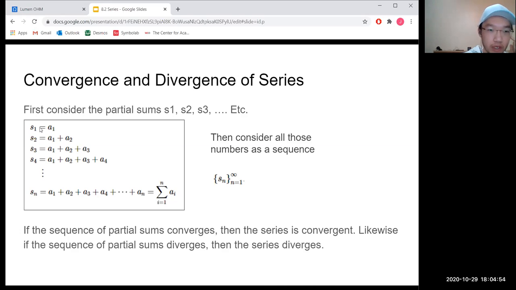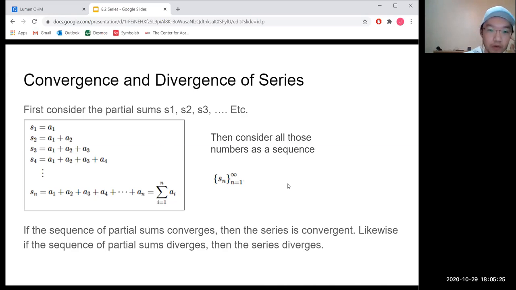So S sub 1 is just the first term. S sub 2 is adding the first 2 terms in a series, and then S sub 3 is adding the first 3 terms. So I want you guys to imagine S sub 1, S sub 2, S sub 3, S sub 4, all those partial sum numbers, and then put them together as a sequence, okay? So this thing right here on the right, this bracket S sub n, that's a sequence where every number in the sequence is basically a partial sum.